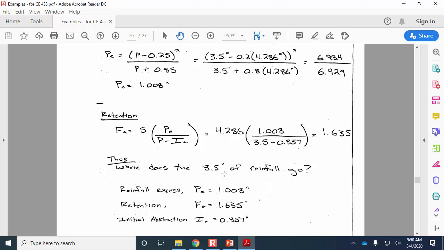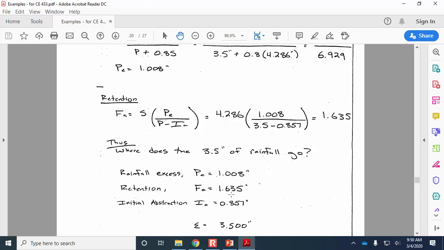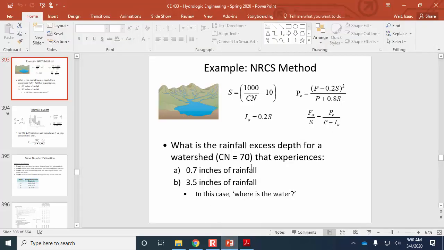So of the 3.5 inches, we can add it all up, and we can see that here's the initial abstraction, the retention, and the rainfall excess, and it does balance to the same 3.5 inches that we initially started with. And so it's kind of giving us an idea of a certain size storm in this watershed that, the curve number of 70, that's actually about the curve number of most watersheds around here.